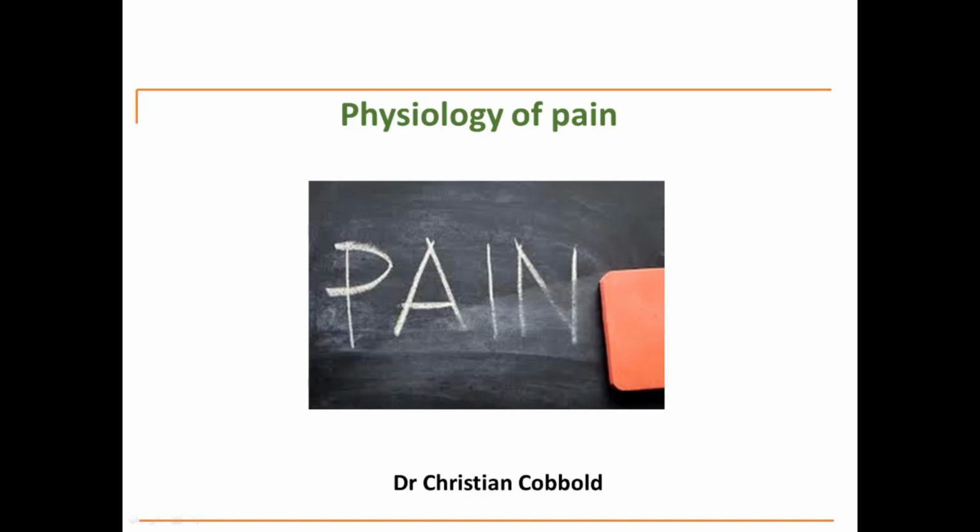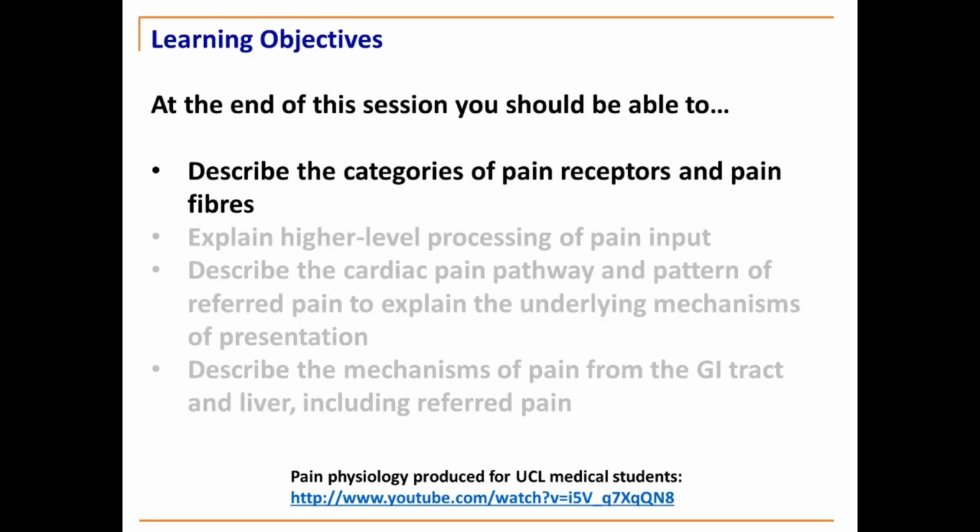In today's session, we're going to take a brief look at the physiology of pain. And when we're thinking about the physiology of pain, these are the key things that we're going to cover during this session. We're going to look at the categories of pain receptors and the pain fibers that are involved. We'll explain how that pain is processed at a higher level, so within the central nervous system itself. And we'll just touch on the cardiac pain pathway and the pathway from the GI tract. And we'll talk a little bit about referred pain at the same time.